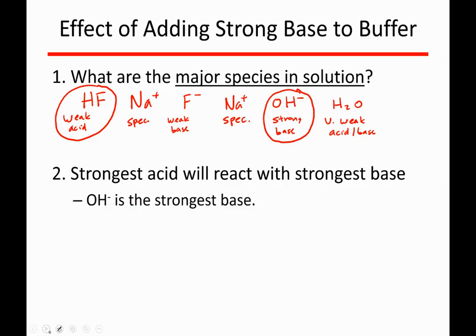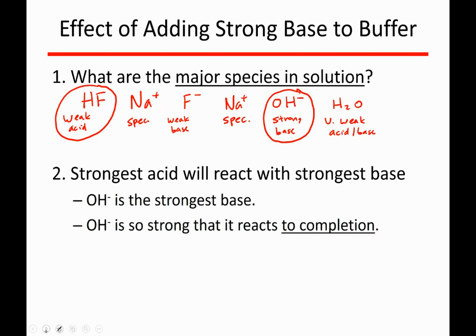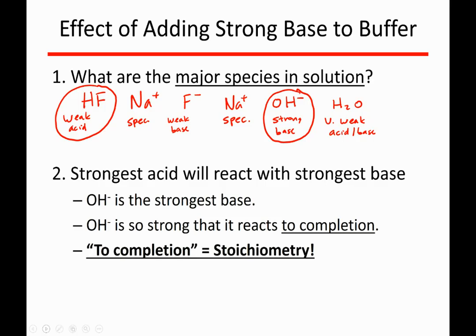Now, since OH minus is not just the strongest base, but it's also a strong base, it's going to react to completion with the HF. And when you see to completion, that means that we are dealing with a stoichiometry problem. I'll remind you, back in chapter 7, one of the things that I had mentioned was, if you see a strong acid or a strong base, you want to be thinking stoichiometry. All those S sounds go together.